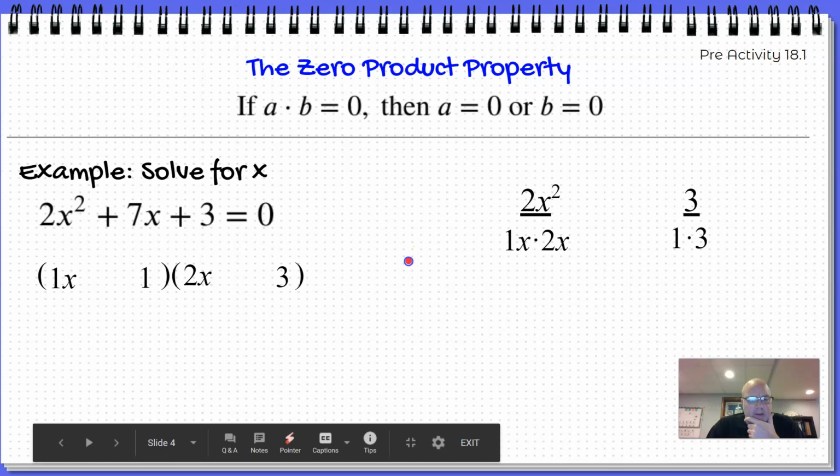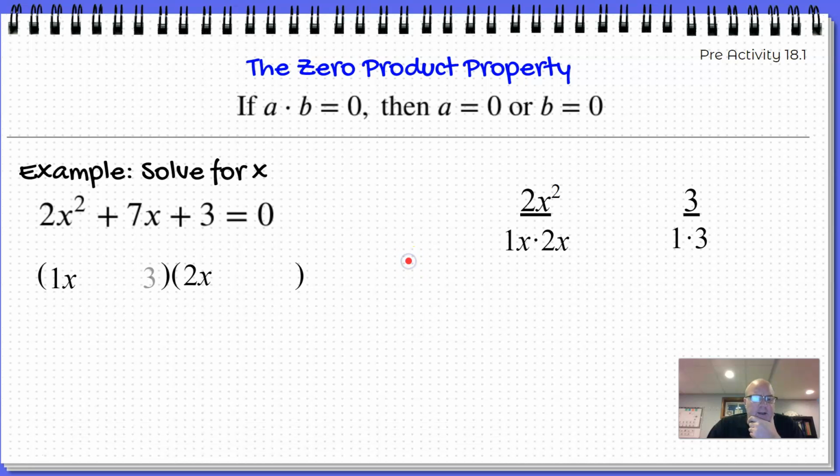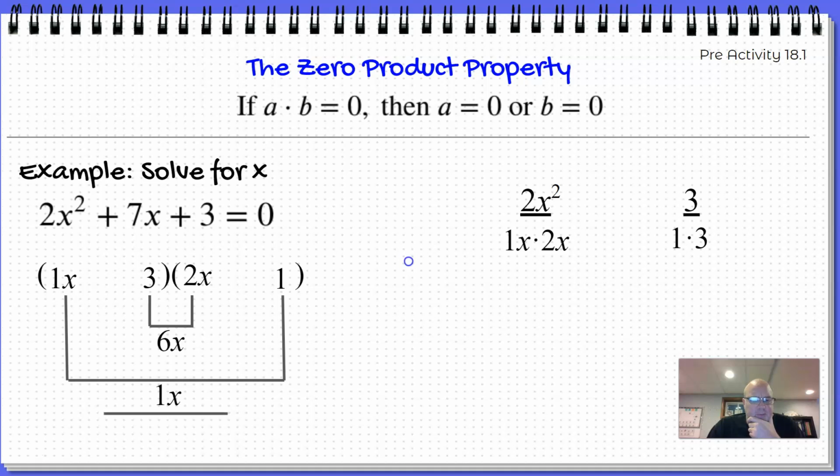So let's try switching out the 1 and the 3. Let's make it a 3 and a 1. Now I check my middle terms again. That gives me 6x. My outside terms give me 1x, and sure enough, 6x plus 1x gives me 7x. So now I'm ready to put in the plus signs. I'll set it equal to 0, and now I have this thing factored.